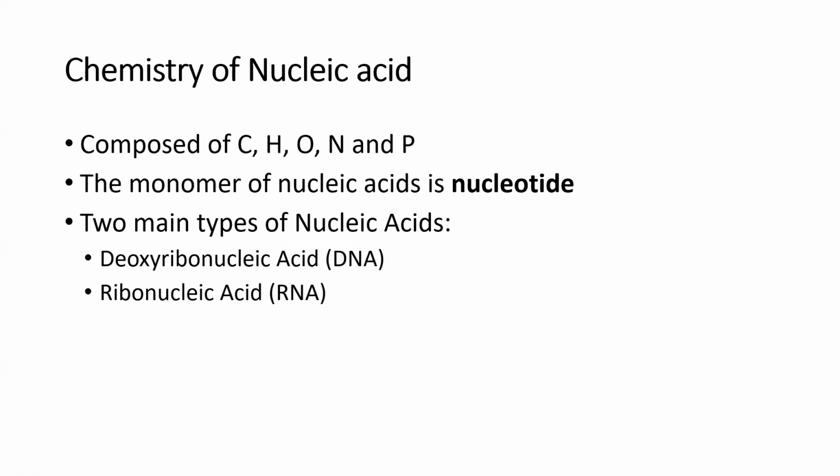So nucleic acid is composed of the triplet again, the C, the H, and the O. And then we also have nitrogen as well as phosphorus, so that's the N and the P. The monomer, the building block for nucleic acid, is called a nucleotide. I wrote this down for you last time, but let me quickly help you see this one more time.